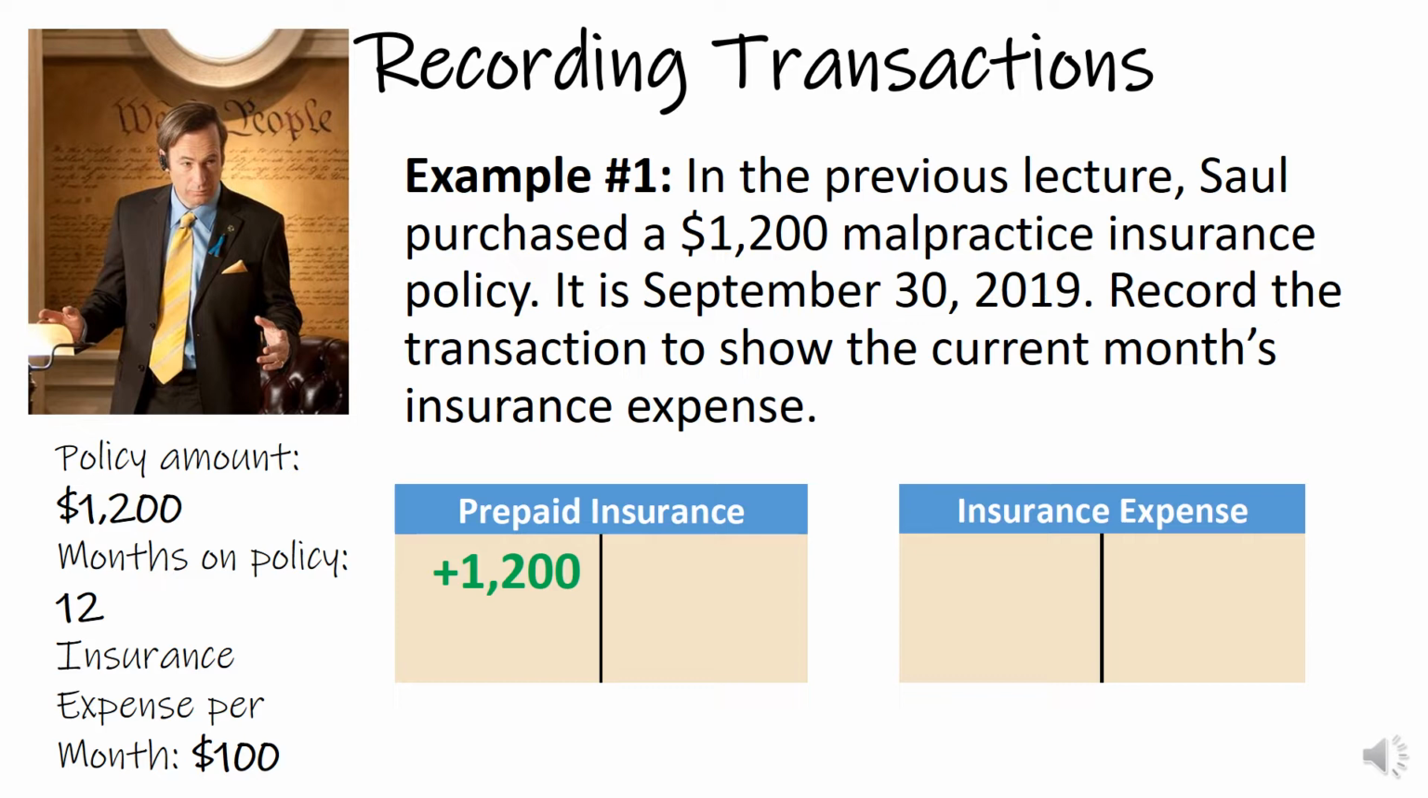To show that we've used this up, we write down our prepaid insurance account with a credit of $100, and we write up our insurance expense by $100 to show that that's how much money our firm expended to protect ourselves from malpractice during the first month of operations.